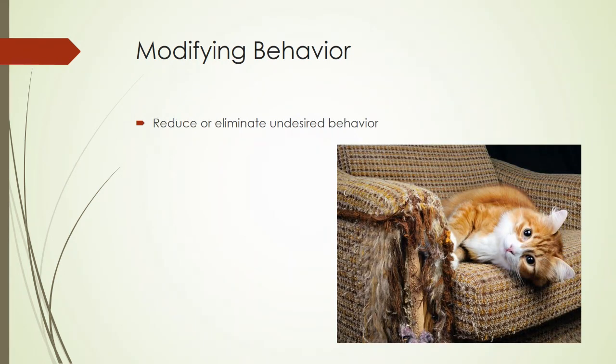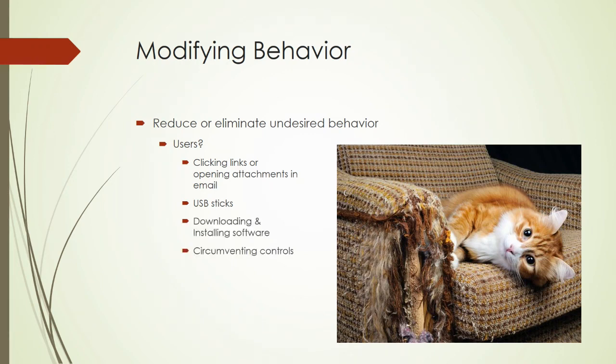So what kinds of behavior are we looking at, or what do we want to do? We're wanting to reduce or eliminate undesired behavior, right? In the case of your cats, this is one of the behaviors you want to eliminate, that destruction of everything coming and going from natural things that they want to do. What are some of the user behaviors that we want to get rid of? Obviously, clicking on links or opening attachments in emails, picking up that USB stick that they found wherever and plugging it in, downloading, installing software, circumventing your security controls.